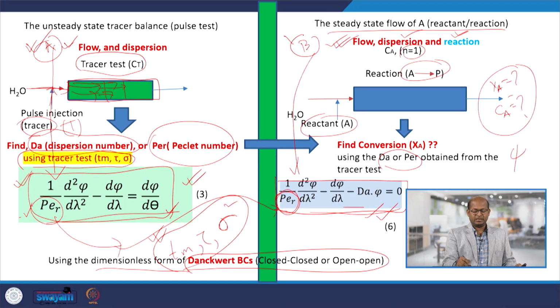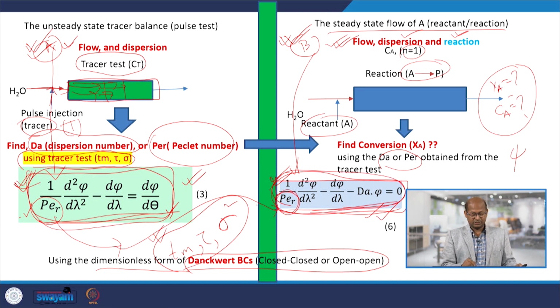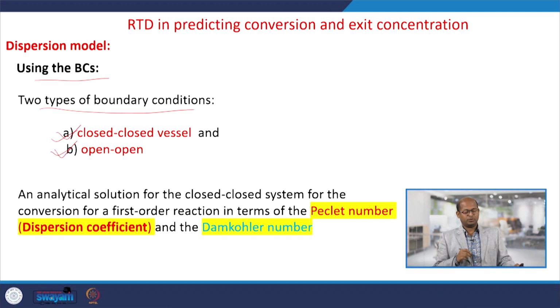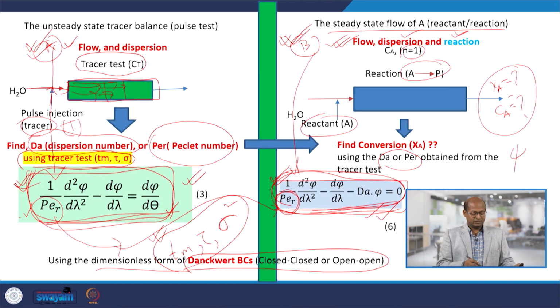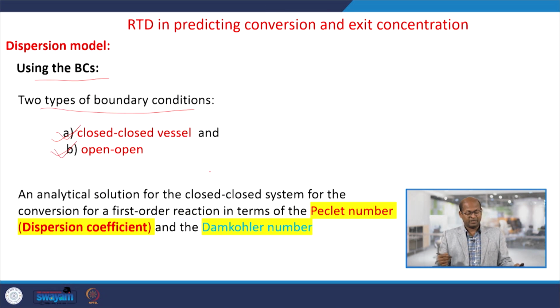Now we can summarize. We consider case A and case B, that is for tracer and for reactants. We have developed two different design equations, dimensionless second order differential equations, and we have solved these two equations considering closed and open boundary conditions. First the closed boundary conditions were derived, then expressed in dimensionless form and applied to the equations we developed. We solve this equation to get the Peclet number or dispersion number.